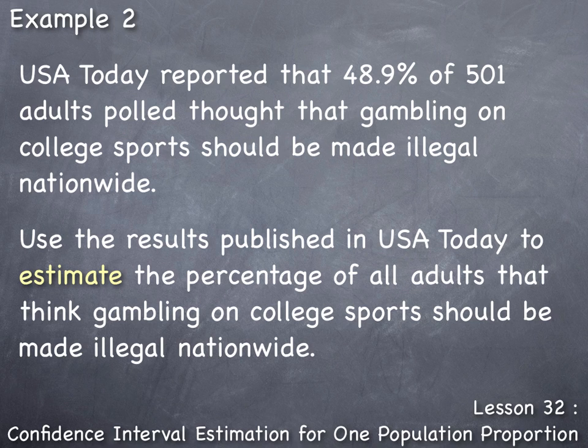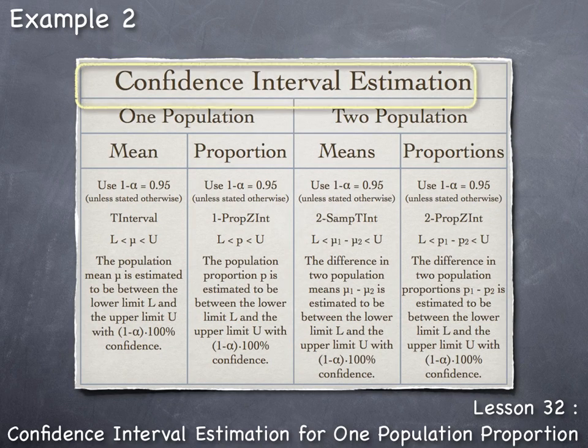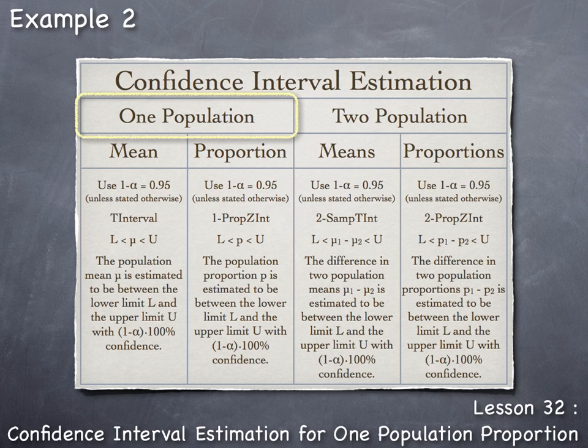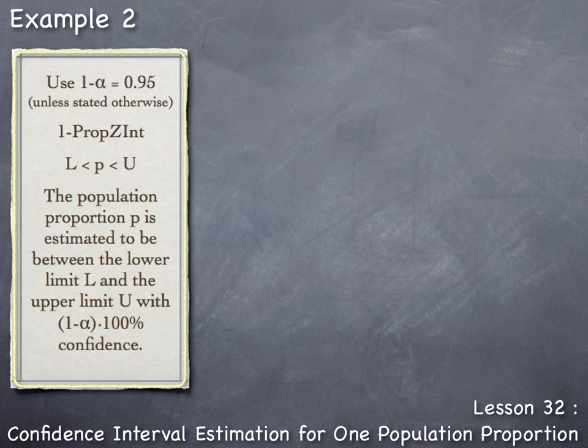Now here we want to estimate the percentage of all adults that think that gambling on college sports should be made illegal nationwide. The percentage is just a form of a proportion. And this is a percentage of all adults, so this involves just one population. So, in this example, we'll be constructing a confidence interval estimation for one population proportion. So we'll use the following as a guide to help us in the construction of our confidence interval estimate.